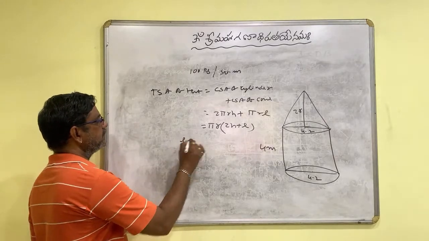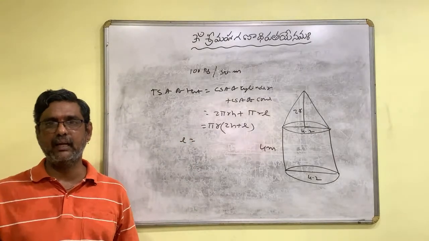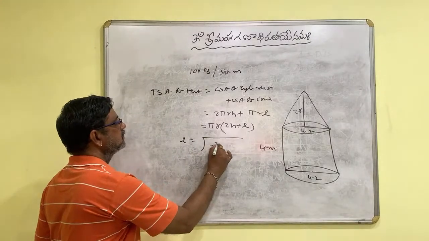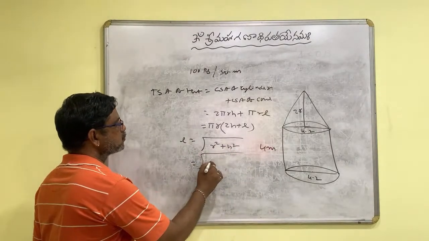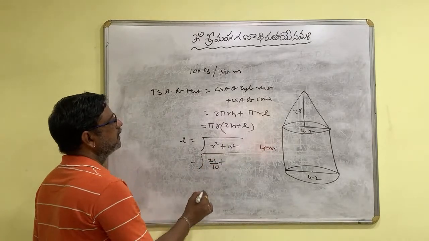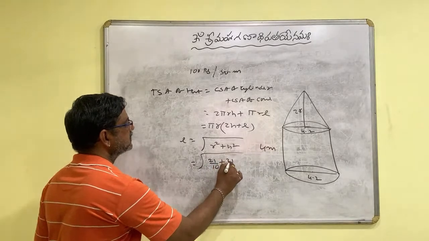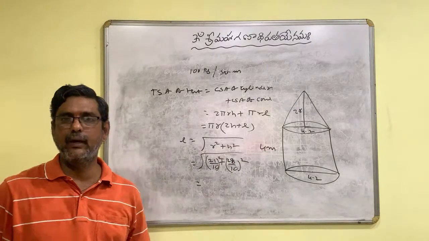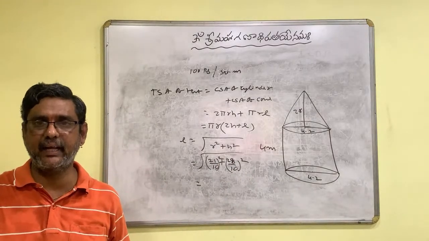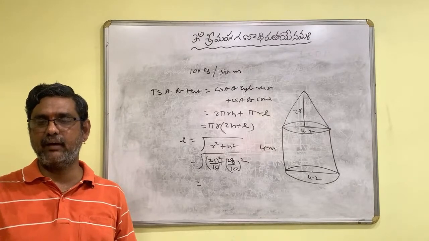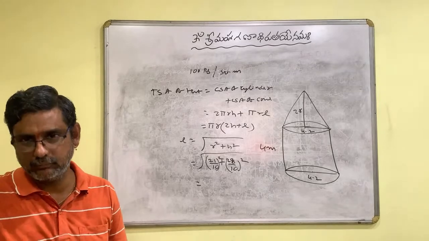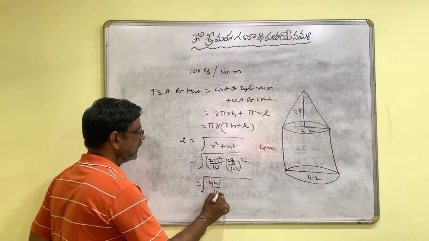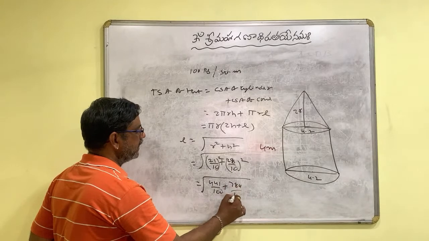So that means we need to find l first. Okay? So l, I told you, is root over r square plus h square. Radius is 2.1, make it 21 by 10, and height is 2.8, make it 28 by 10. Children, conical height is 28 by 10 and radius is 21 by 10, whole square. So 21 by 10 squared is 441 by 100, and 784 by 100.